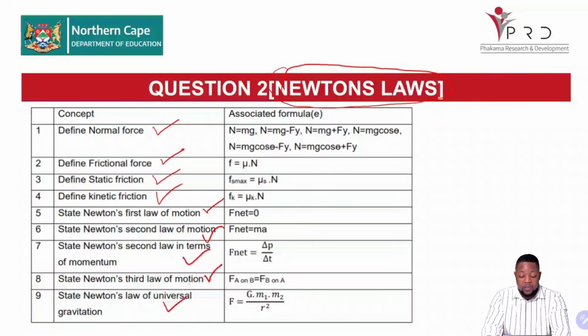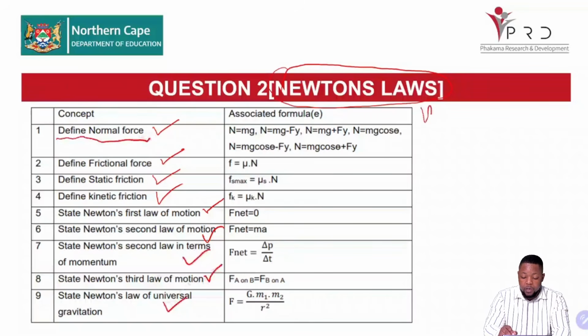Now, what are the associated formulas for all these concepts? That is the definitions part. Remember, all the definitions are obtained from the Examination Guideline 2021. We do not read definitions from a textbook or from any other source other than the Examination Guideline 2021. Now, after defining the normal force, you should be able to calculate the normal force. How do we calculate the normal force?